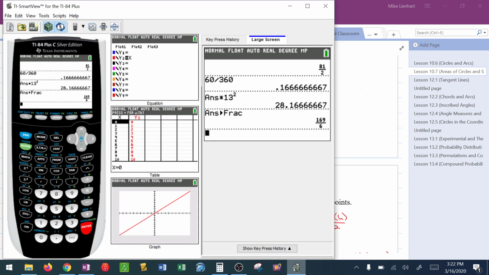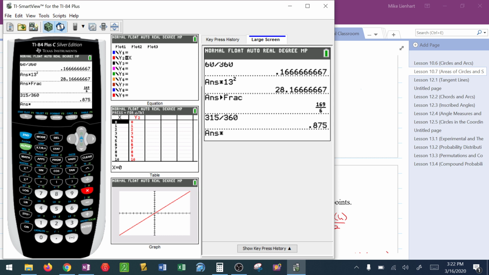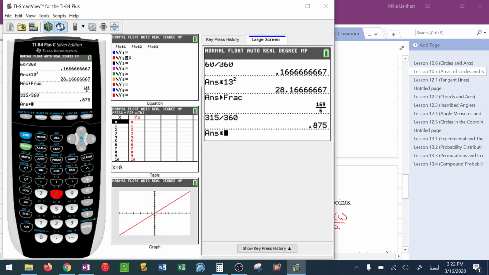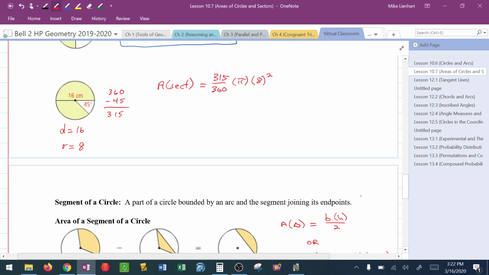I'm going to cheat a little bit here. 315 divided by 360 times 8 squared equals, and that would be 56. So the area of the sector is 56 pi centimeters squared.